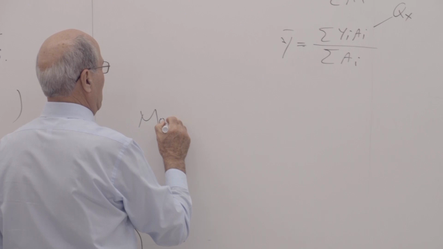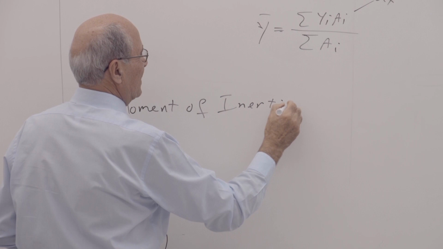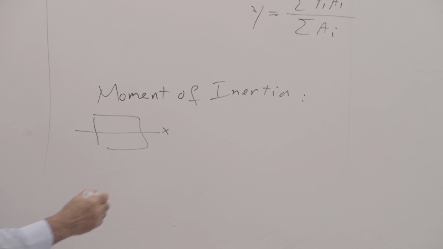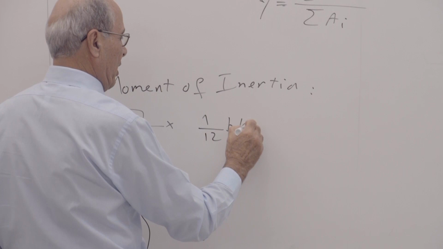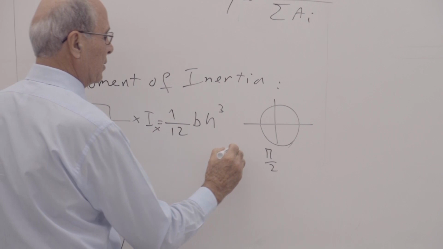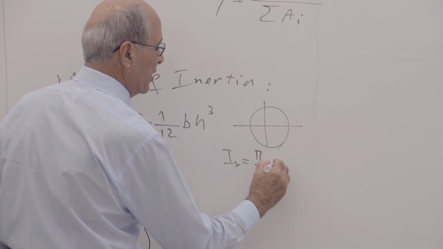moment of inertia. Of course, everybody knows the moment of inertia of a rectangular shape with respect to the axis that passes through its center is equal to what? One twelfth of base times height cubed, that's right. And then we have the circle as well, which is pi over 2, these are Ix. So let's call it Ix equal to that. Ix, I'm sorry, it is pi over 4 radius to the power of 4. Of course, the unit is inch to the power of 4.